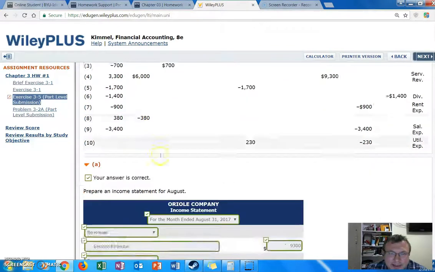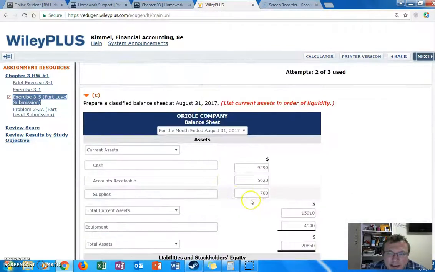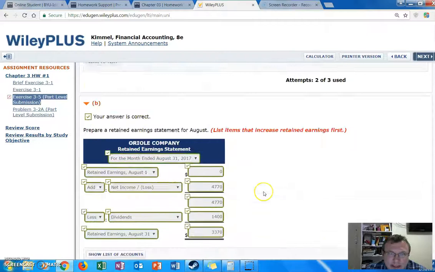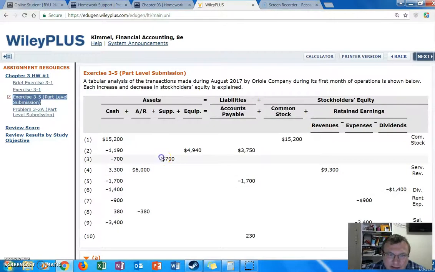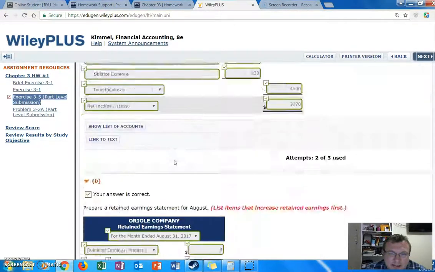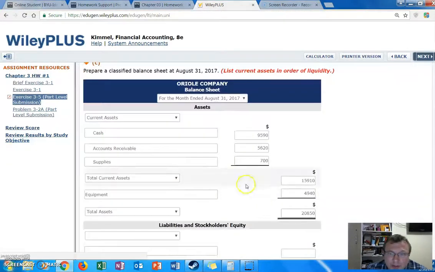6,000 minus 380, you get 5,620. Supplies, there's no minus, it's only positive. So you do $700. And that's it for your total, there it is, $700. And that's it for your total current assets. So you'd say total current assets, 15,910.